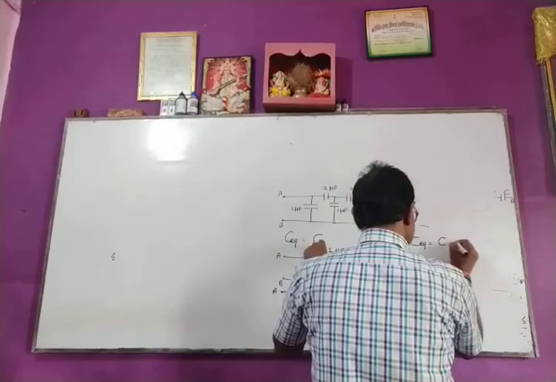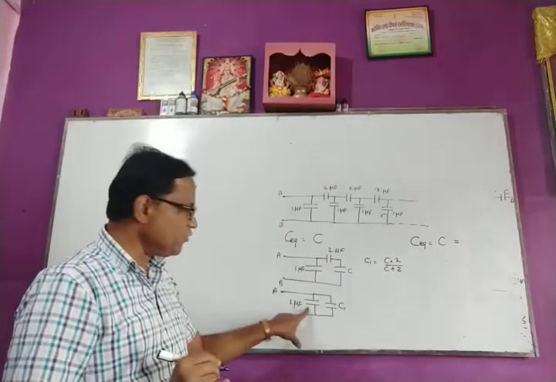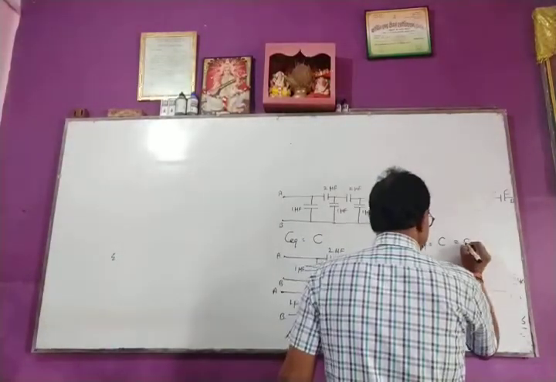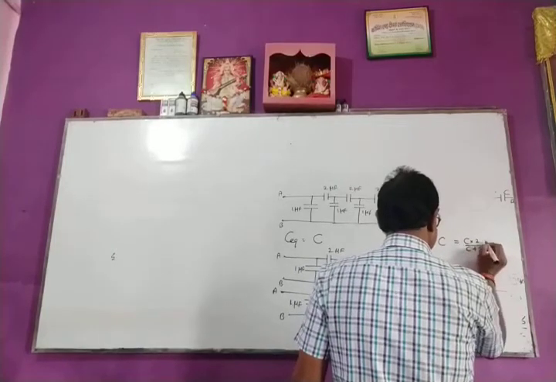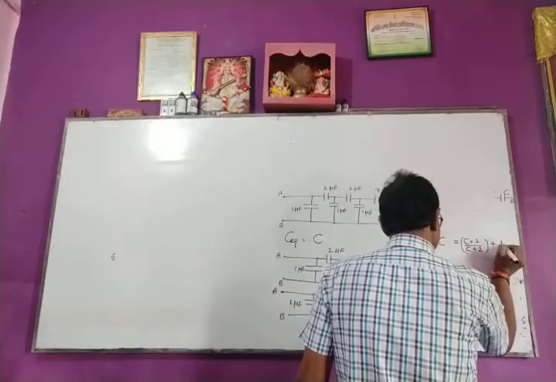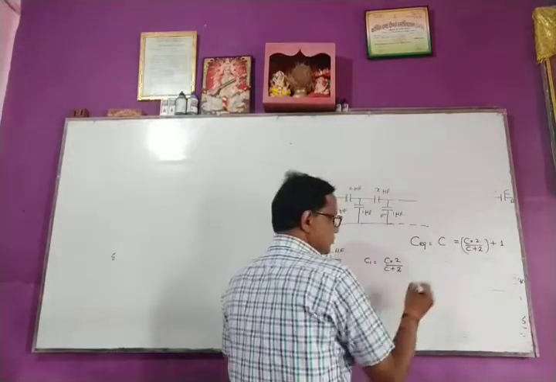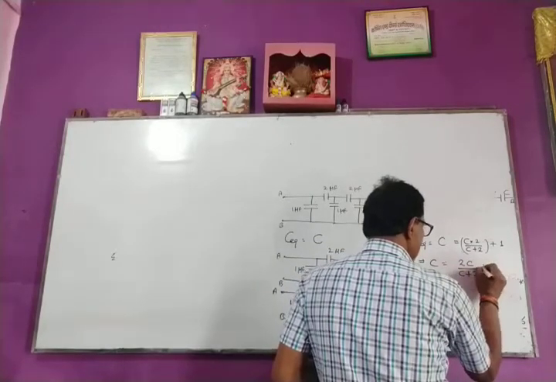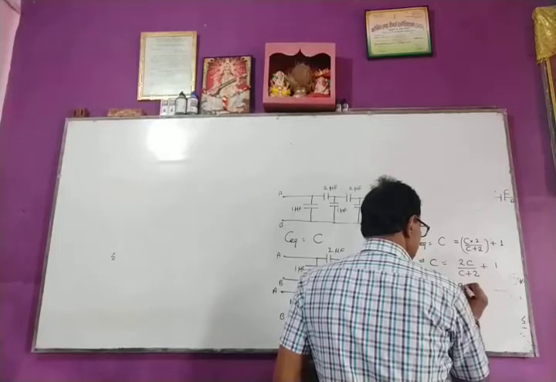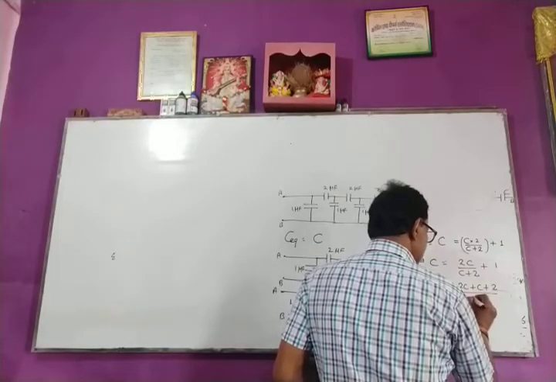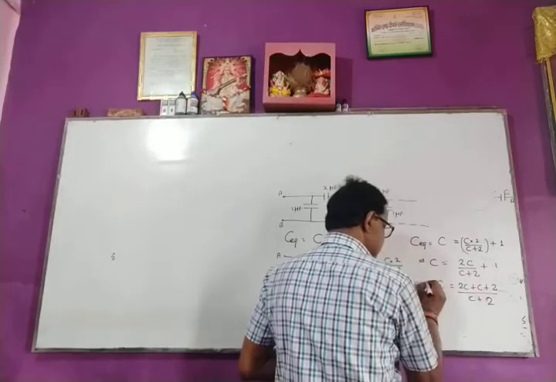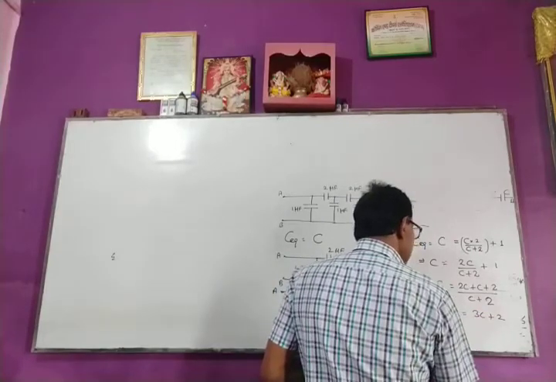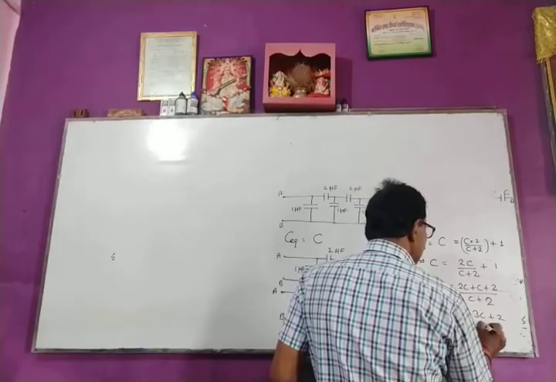C equivalent is equal to C. Now C1 and 1 both are in parallel. So C1 is equal to C into 2 upon C plus 2 plus 1. So C is equal to 2C upon C plus 2 plus 1. So 2C plus C plus 2 by C plus 2 is equal to C. So C square plus 2C is equal to, then C plus 2, so C square minus C minus 2 is equal to 0.